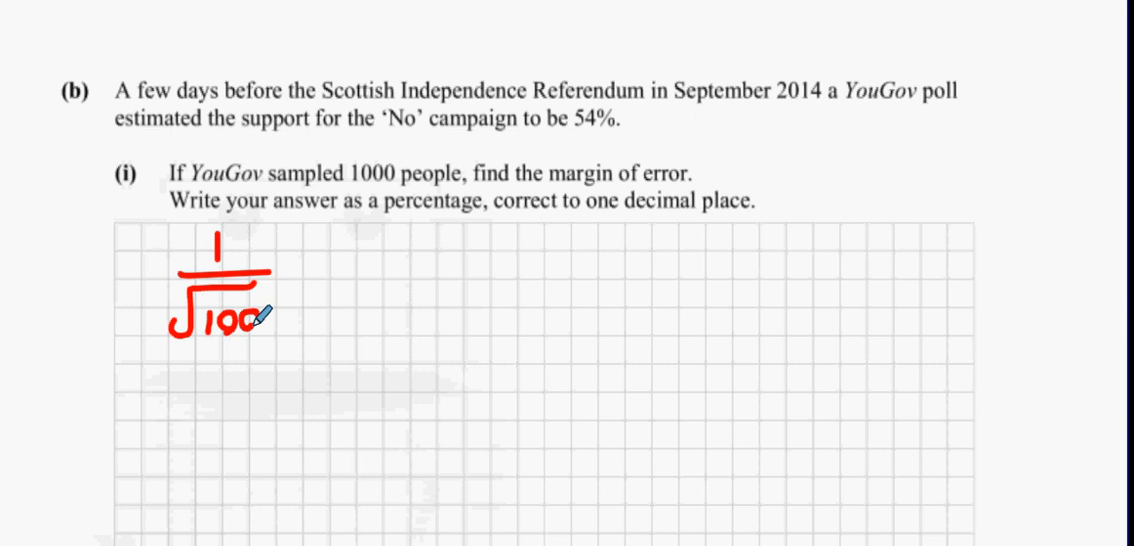1 over square root of 1,000, which is 0.0362, which is 3.2. Just give it to me in decimals first. So what's 1 decimal? 0.039. Yeah, so there we go. Multiply that by 100 and you get 3.2%.